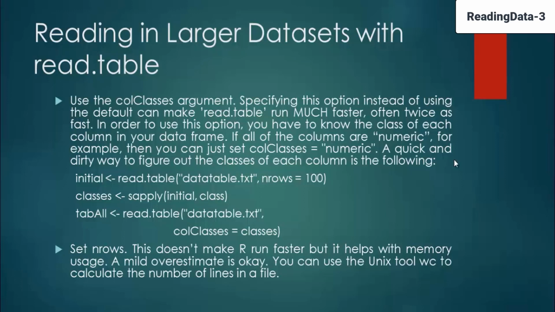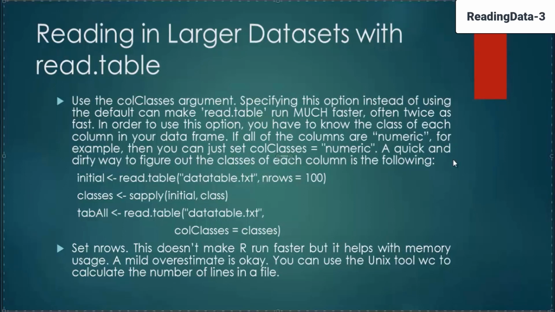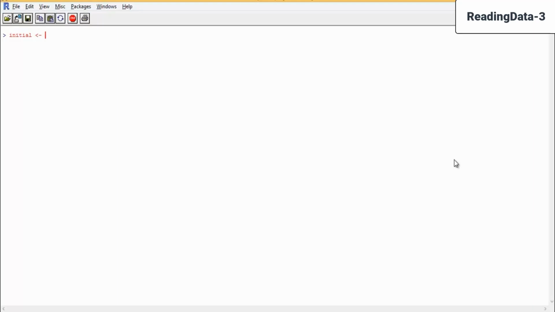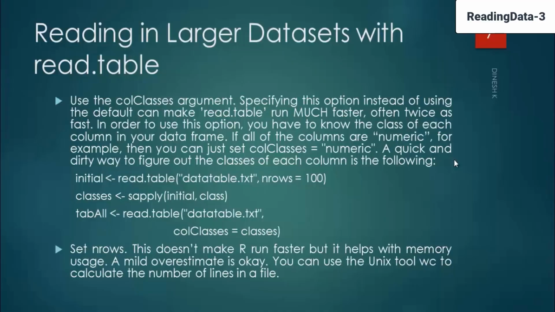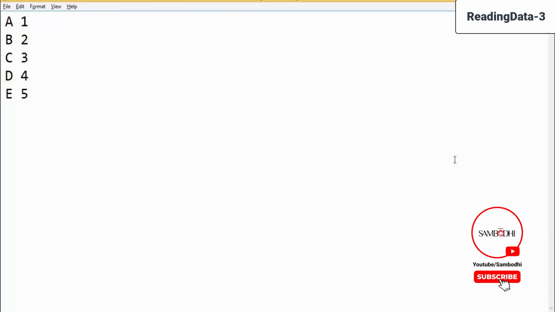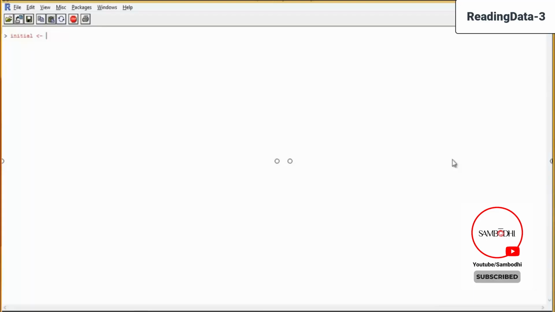An easier way to figure out the classes of each column is the following. Let's say you have a table, table.txt. As I have a sample table, I can show you that. Let's say you want to find the classes of all the columns in sample.txt. I'll show you in R. Moving on to the R console, I set a variable called initial, which will read the table and the number of rows you want to specify. As there are 5 rows, we will not be specifying the number of rows.